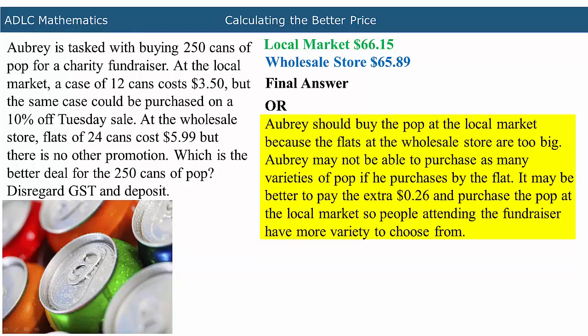Or, you could make the argument that Aubrey should buy the pop at the local market because the flats at the wholesale store are too big. Aubrey may not be able to purchase as many varieties of pop if he purchases by the flat. It may be better to pay the extra 26 cents and purchase the pop at the local market so people attending the fundraiser may have more variety to choose from.